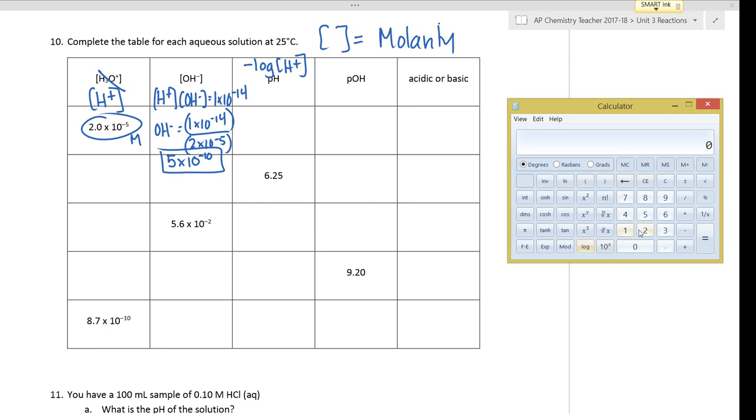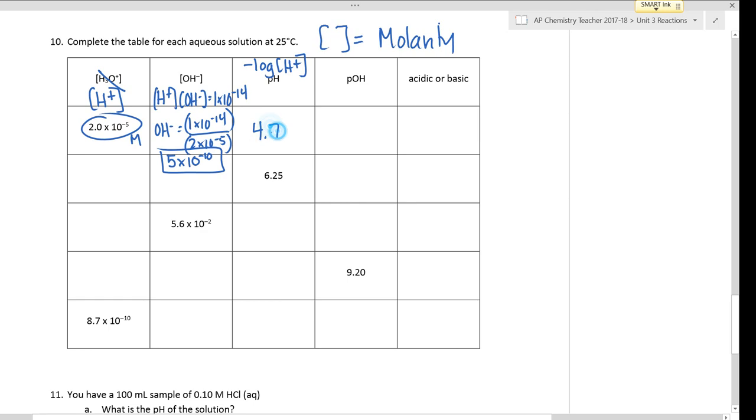I'm going to type in my number first, which is 2 exponent negative 5, and then I'm going to hit the log value. And the pH is the negative log, so I'm going to take the negative of whatever this number is. So instead of negative 4.7, I'm going to put positive 4.7. So my pH is 4.70, because I think it was like 4.698, so I rounded it up there.